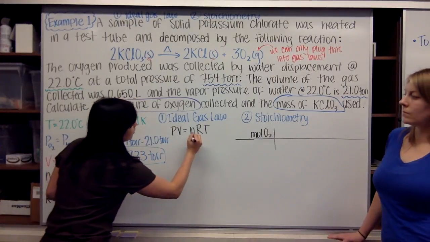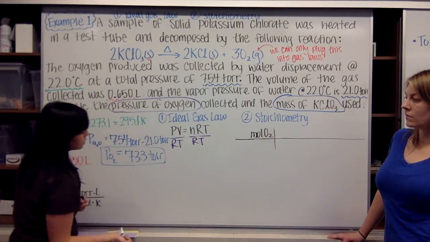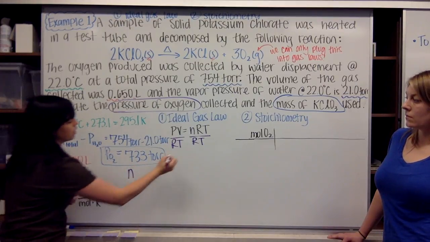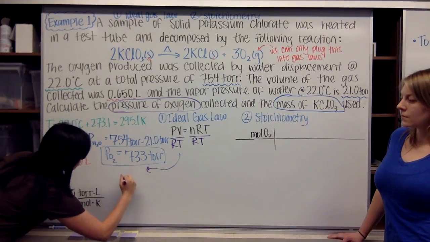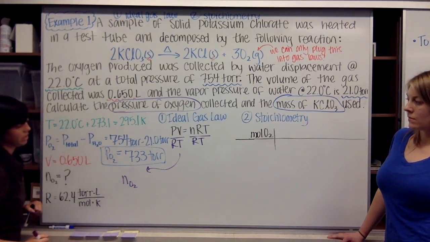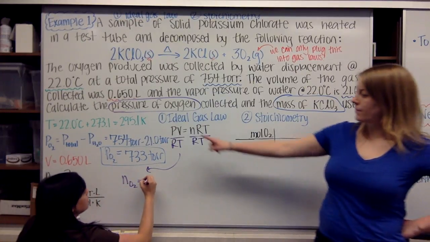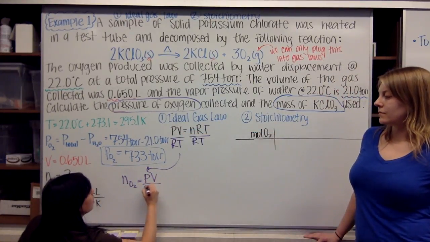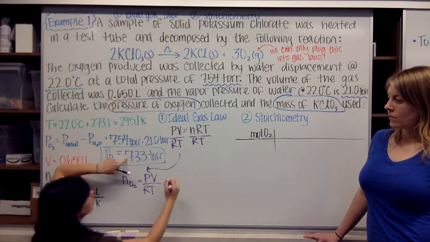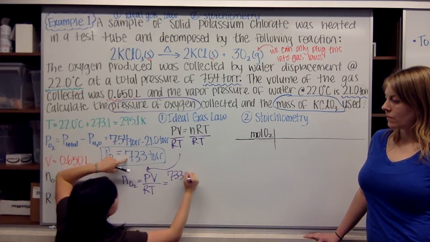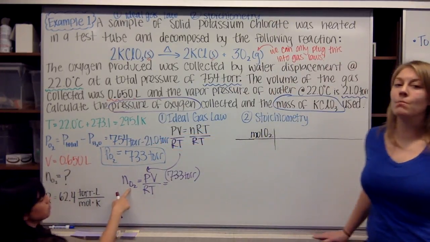So I'm going to divide by R and T on each side to isolate my variable first. So then I have my number, just bring that down here. My number of moles of oxygen is going to be equal to my PV over RT. P is equal to 733 torr. Remember, this is the partial pressure of oxygen because we're solving for the partial moles of oxygen.